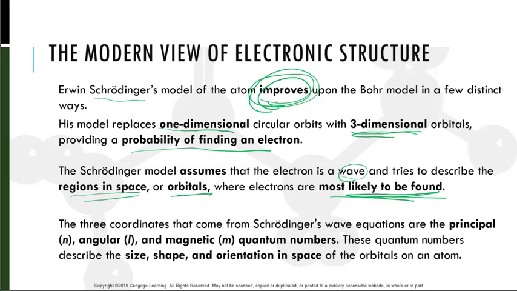The 3 coordinates that come from Schrödinger's wave equations are the principal, N, the angular, L, and the magnetic, M, quantum numbers. These quantum numbers describe the size, that's our N, the shape, our L, and the orientation in space, which is our ML, of the orbitals on an atom.